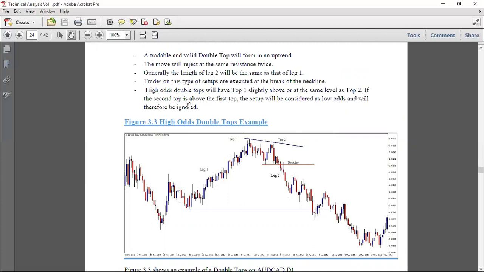If the second top is above the first top, the setup will be considered as low odds and will therefore be ignored. So if this top is above that top, if it's still printing higher highs, then that will be low odds. But not to say it's not a double top. You can take it as a double top, but it's not as high odds as if the second top is lower than the first top.